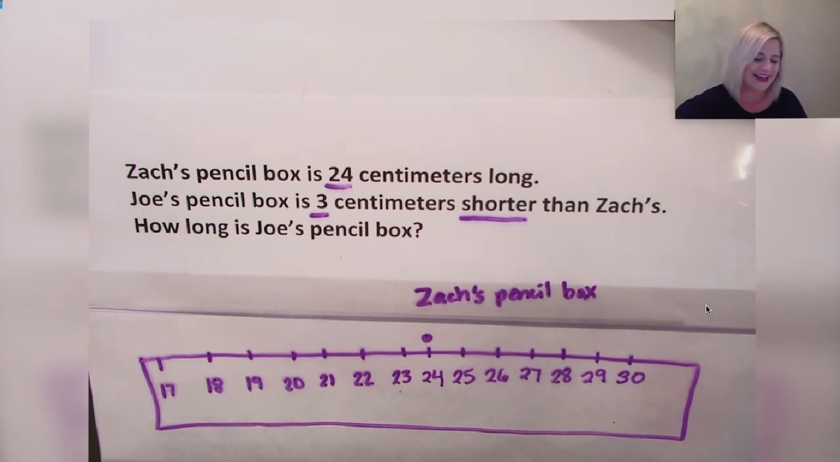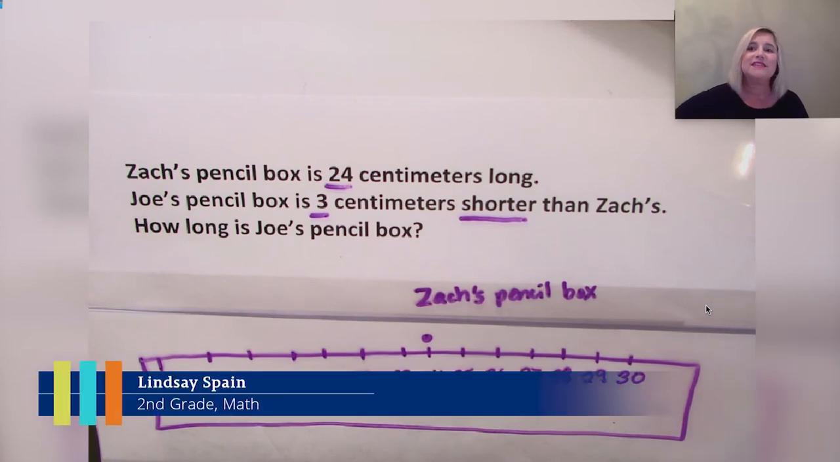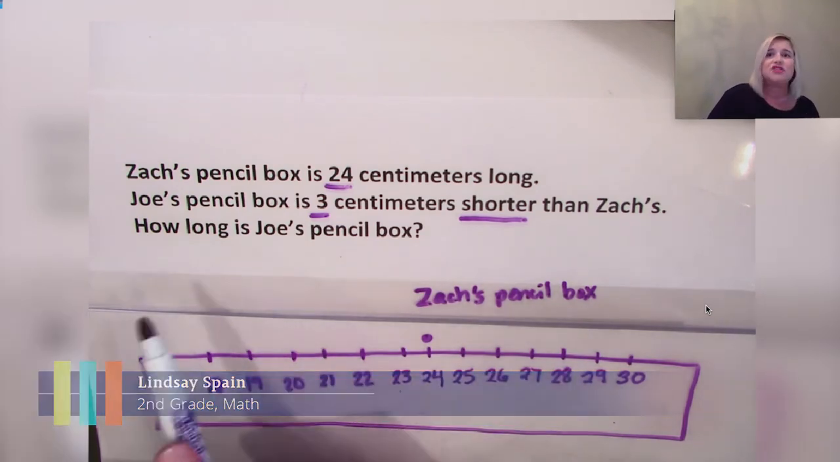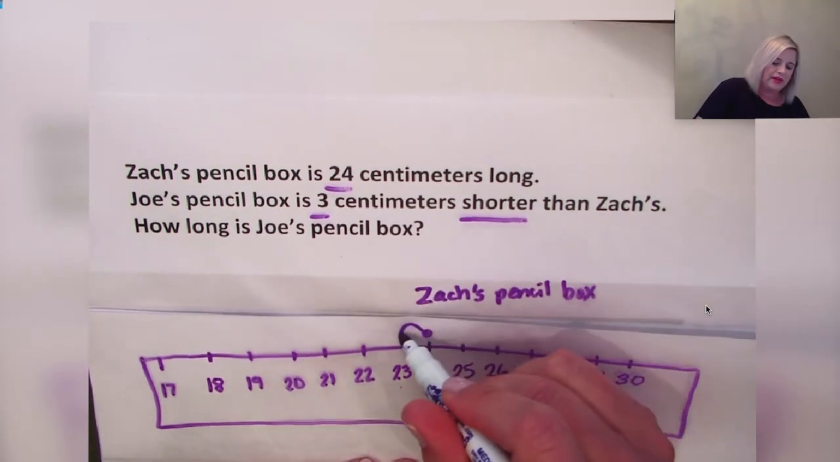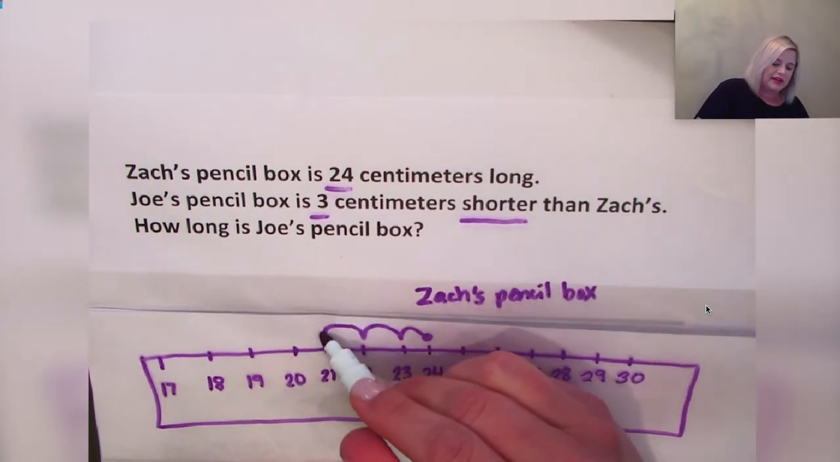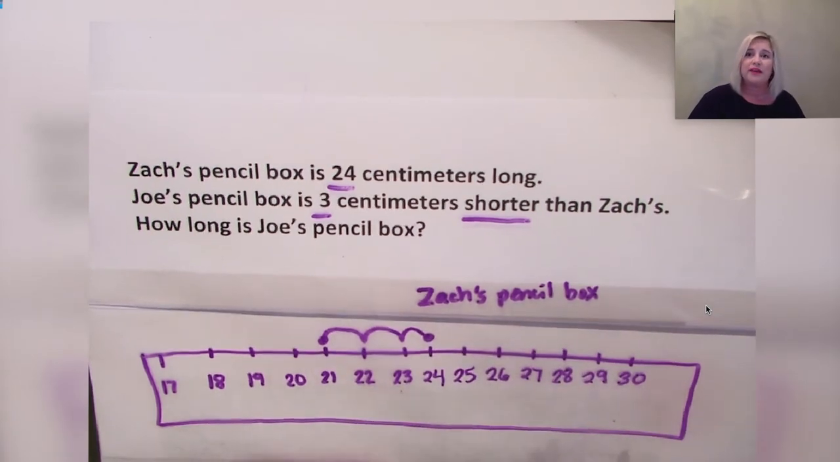Very good. It's 3 centimeters shorter. So do I need to add or subtract? Is Joe's box bigger or smaller than Zach's? Yes, it is smaller. So what I'm going to do now is go back to the text to make sure. The text tells us that Joe's box is 3 centimeters shorter than Zach's. So now I'm going to move 3 spaces. 1, 2, 3. And I landed on 21.